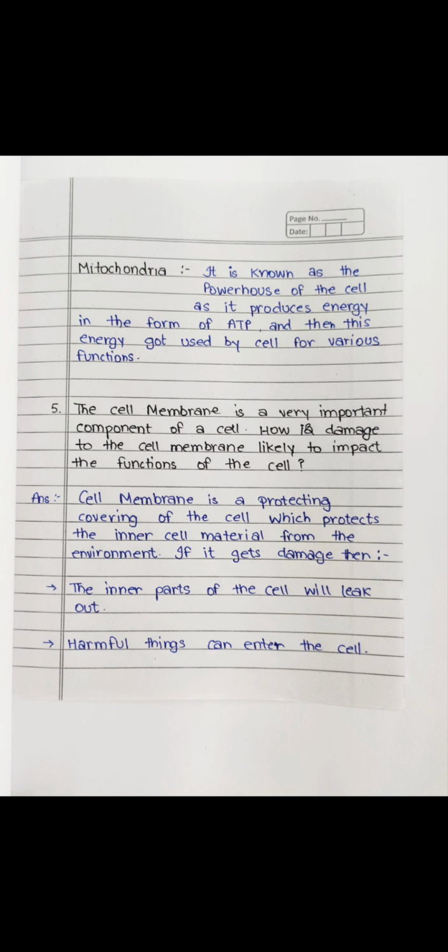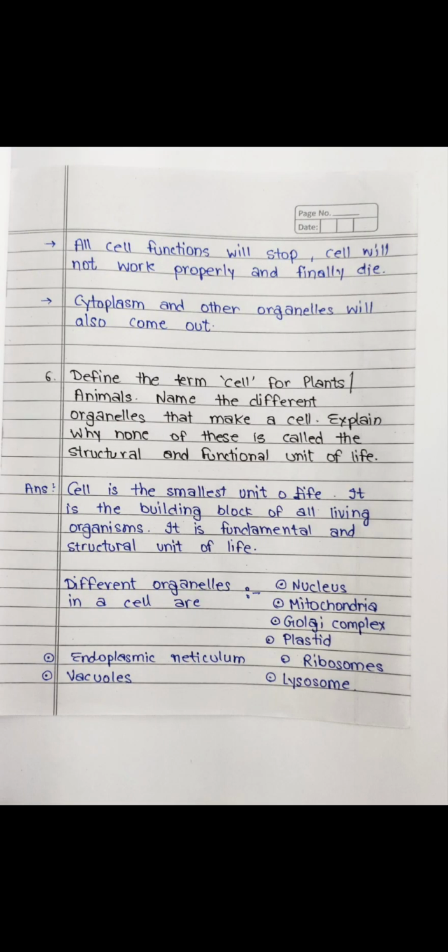Answer. Cell membrane is a protective covering of the cell which protects the inner cell material from the environment. If it gets damaged, then the inner parts of the cell will leak out. Harmful things can enter the cell. All cell functions will stop. The cell will not work properly, and finally die. Cytoplasm and other organelles will also come out.